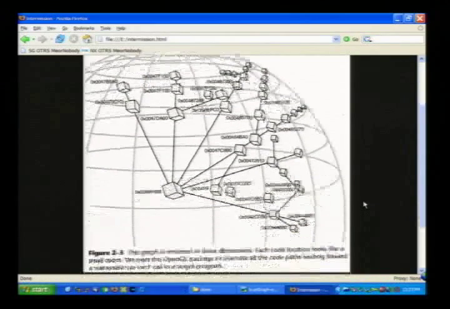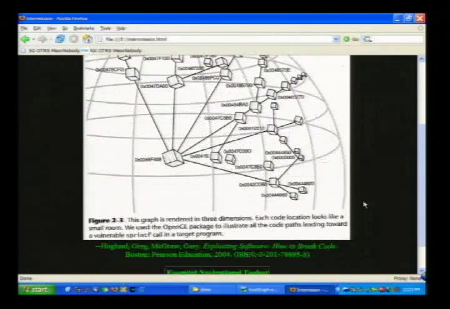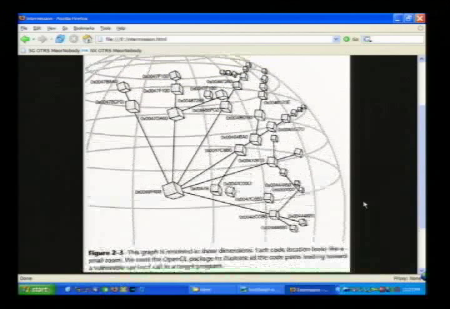What do you think of this graph? This is from Greg Hoglund and Gary McGraw's book, Exploiting Software. And I just love the caption here. This graph is rendered in 3 dimensions. First off, no it's not. It's sitting right there on my screen. Each node location, each code location looks like a small room.